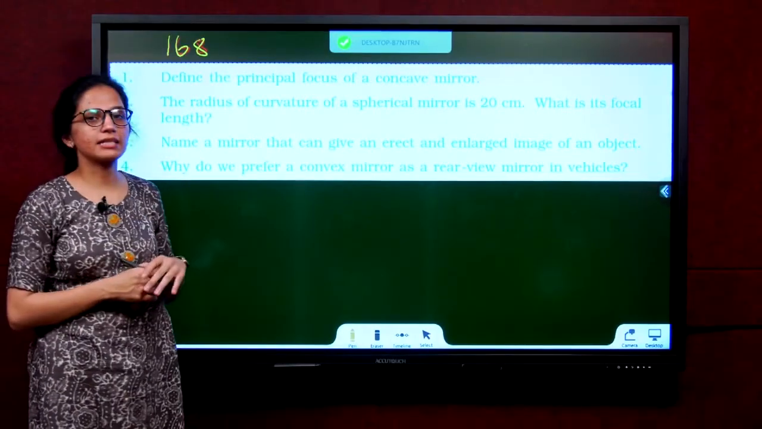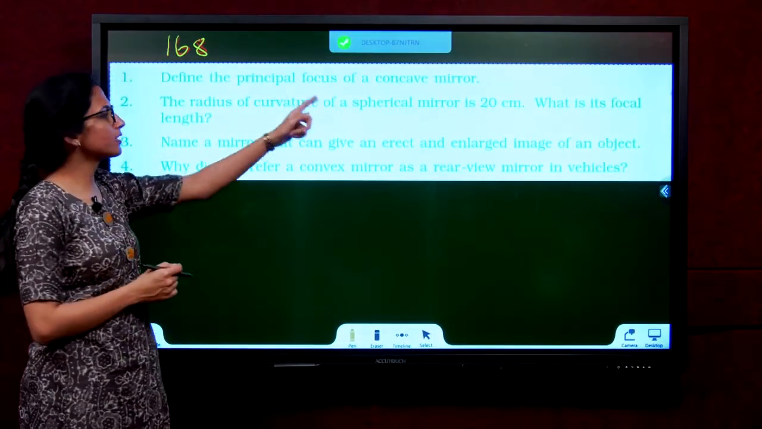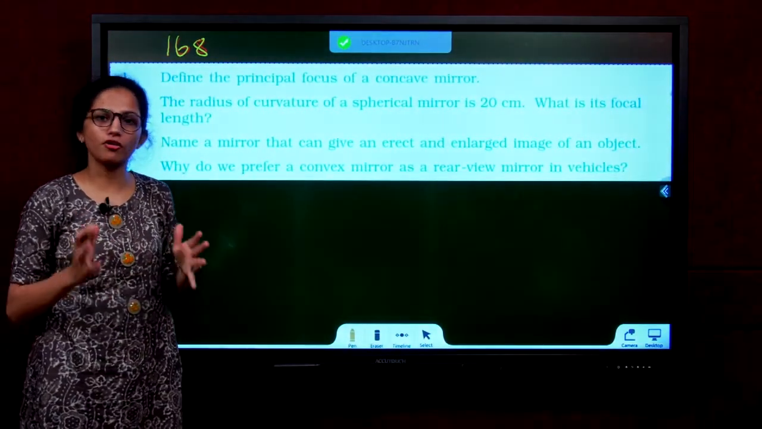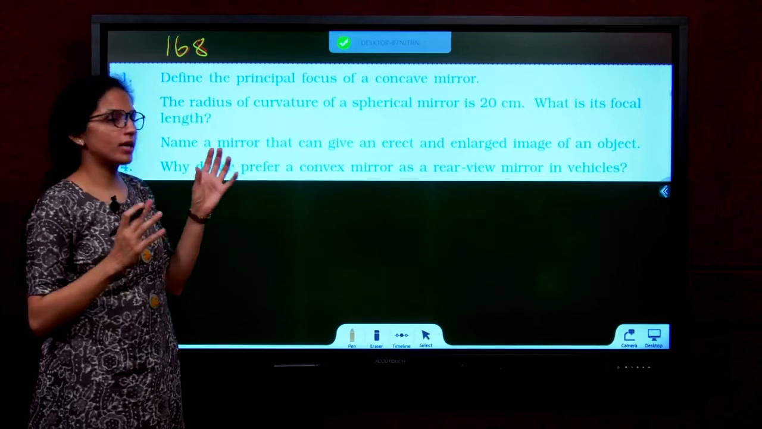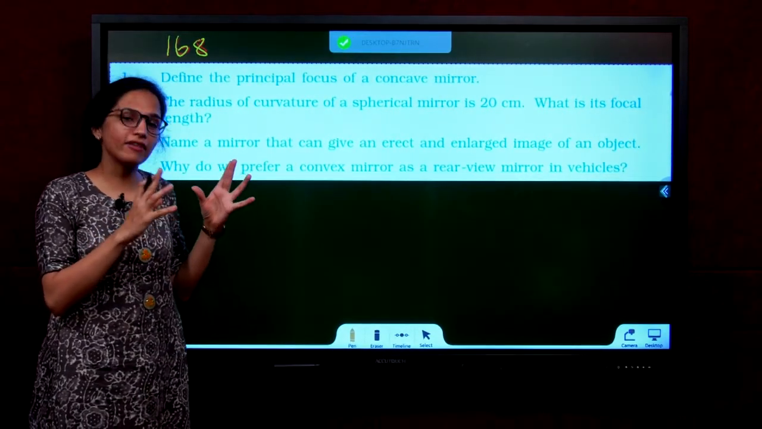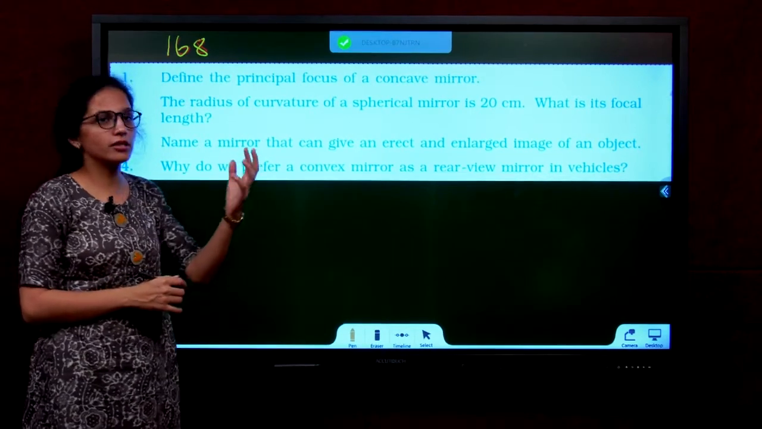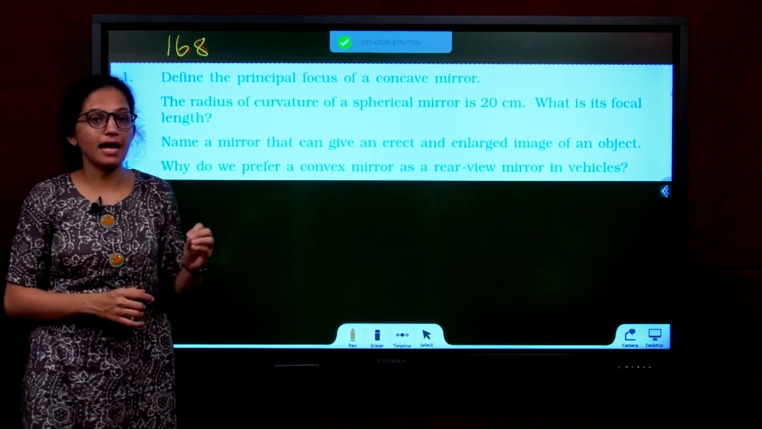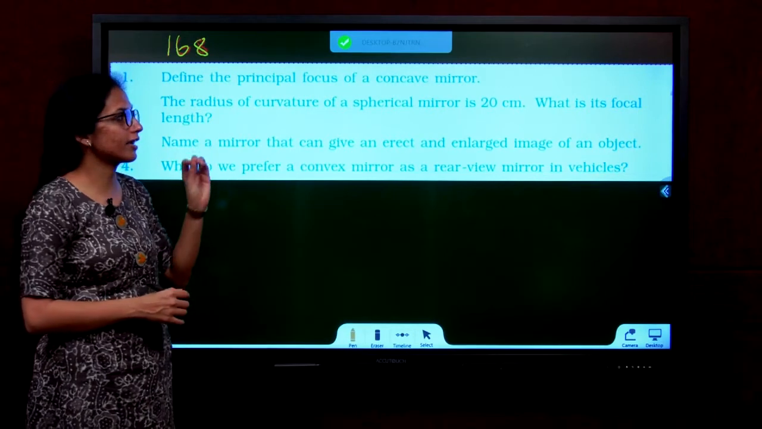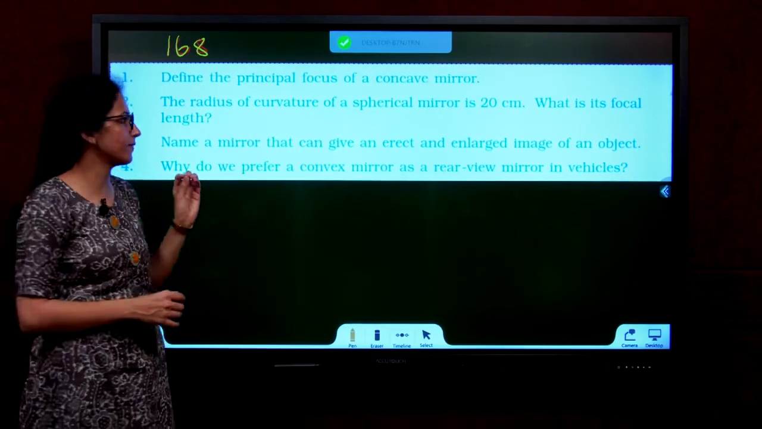Questions on page 168, first one. Define the principal focus of a concave mirror. We have already done it. What is it? When a set of parallel rays are incident on a concave mirror, after reflection, they meet at a point on the principal axis. That point is known as the principal focus of a concave mirror.